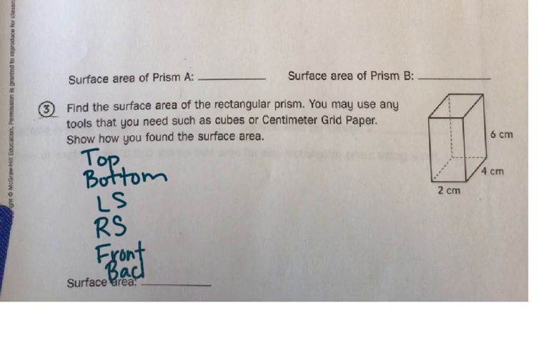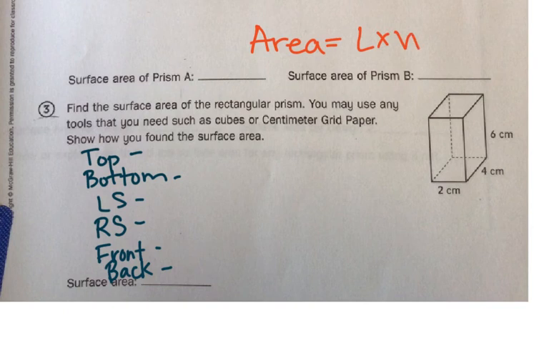These are our 6 sides. So now what I'm going to do is just find the area of one, and then I can double it because the top and the bottom will be the same. The left side and right side will be the same area, front and back. And again, remember area equals length times width. So I'm just going to take the top. I'm going to trace the top.